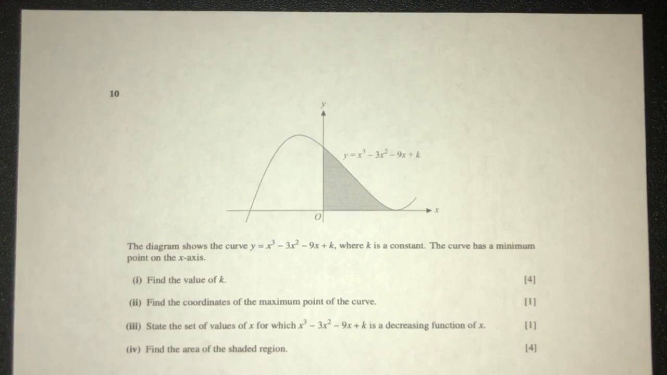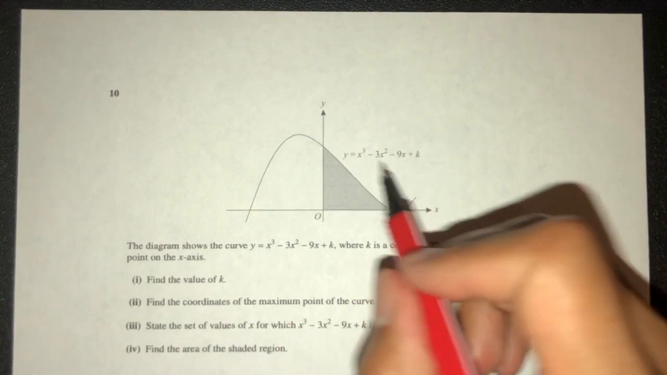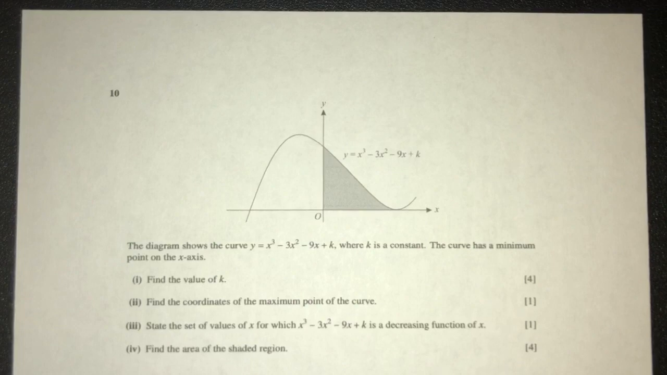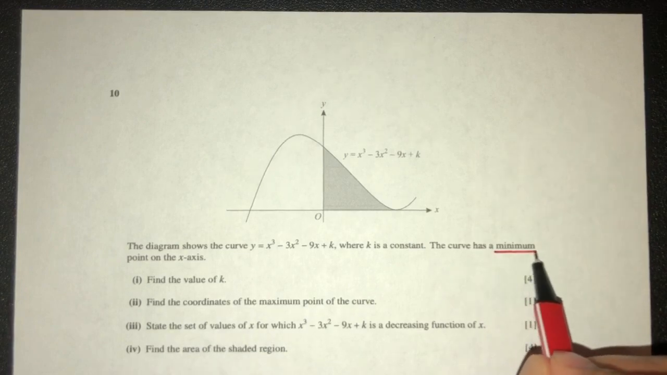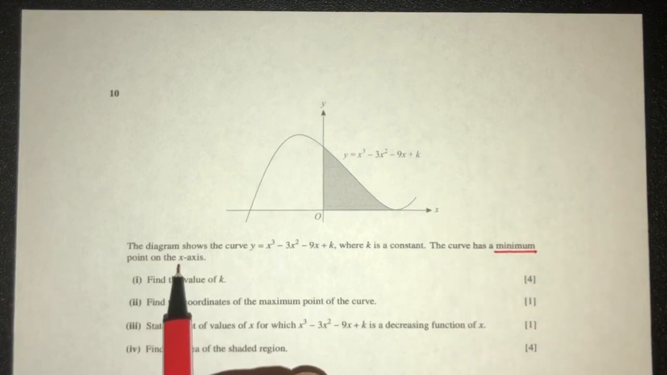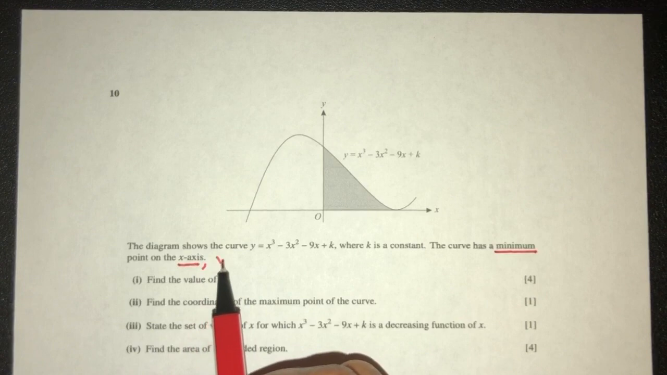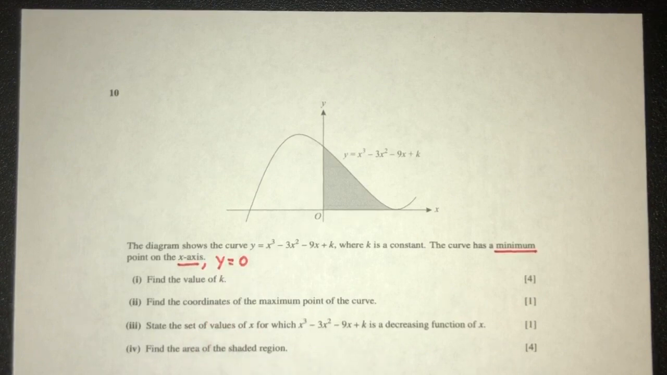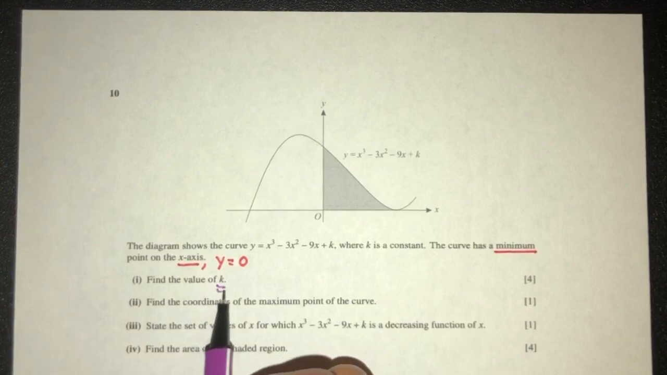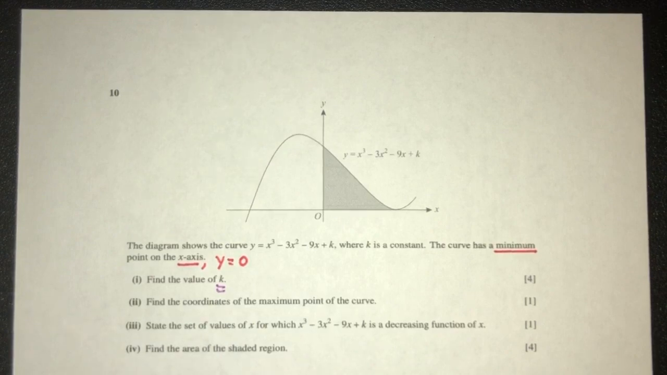So the diagram shows the curve y equals x cubed minus 3x squared minus 9x plus k. The curve has a minimum on the x-axis. Now we know that on the x-axis the value of y is 0. Now we have to find the value of k. Let's do it step by step.